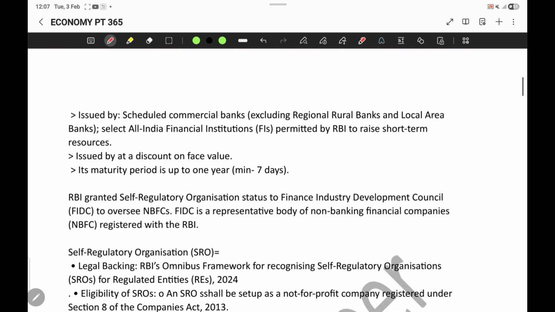Okay, who issues them? Who can issue them? Scheduled commercial banks can issue them. See, regional rural banks cannot issue, local area banks cannot issue them. Selected all India financial institutions are permitted by RBI to raise short term funds. Okay, short term can be lent by AIFIs.